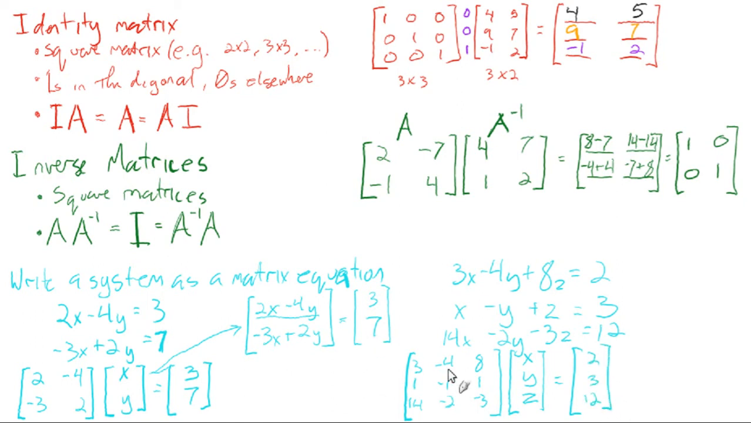Okay, and the same as we did over here, if we multiplied all that together, we would get the same system. We did all that. Okay, those 3 things, identity matrix, inverse matrix, and writing a system as a matrix equation, those are the things that you need to know. Okay, so we'll put it all together and do some sample problems in the next video.